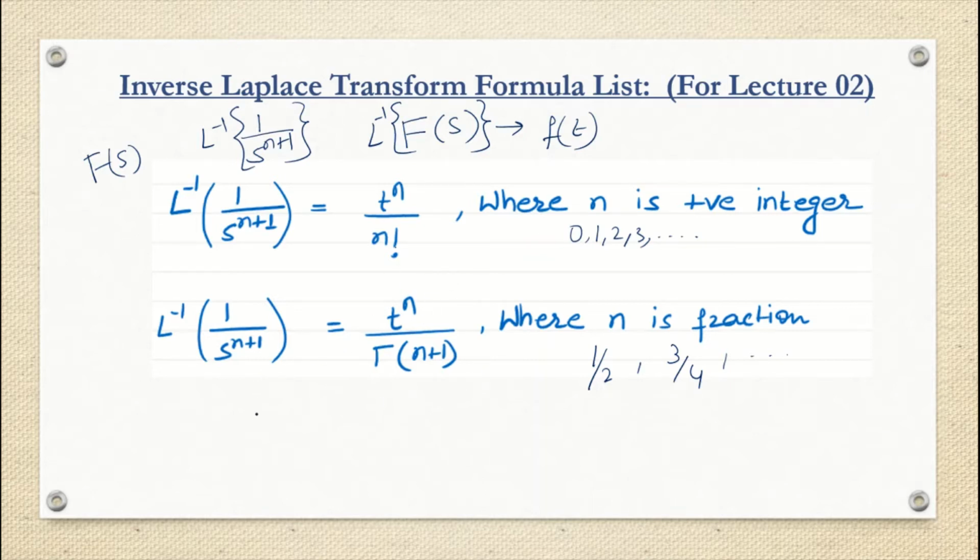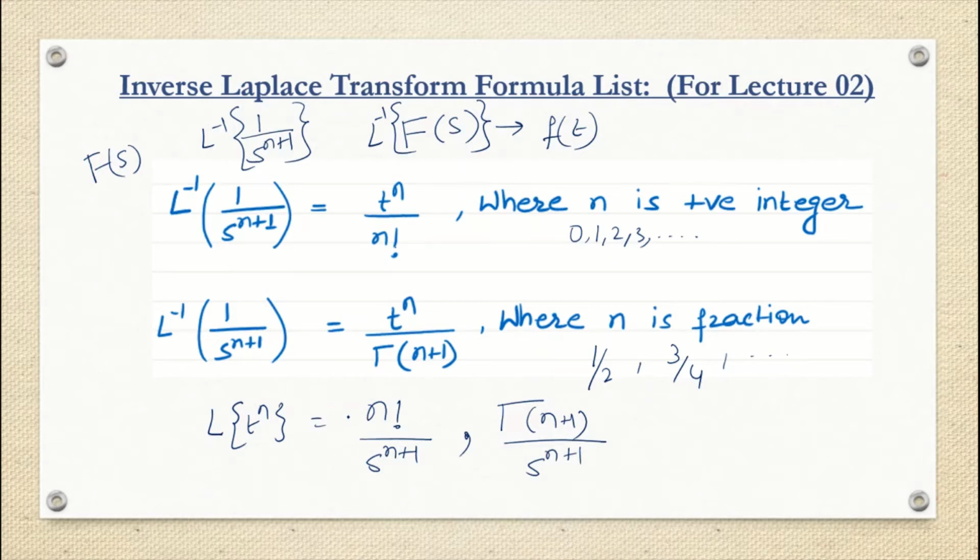Similarly, as we had seen in our Laplace transform class, lecture number 7, if we perform the Laplace transform of t to the power n, the answer in the frequency domain is factorial n divided by s to the power n plus 1. And one more formula was there where the numerator was gamma n plus 1 and the denominator was the same, s to the power n plus 1. The reason behind these two different formulas was that in one case we had n as a positive integer, correct? And for gamma we had n as a positive fraction, negative fraction or negative integer, anything.